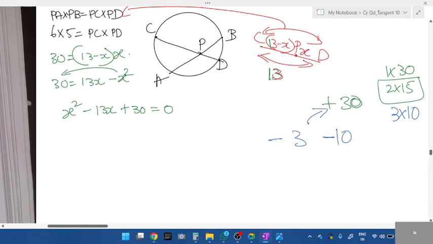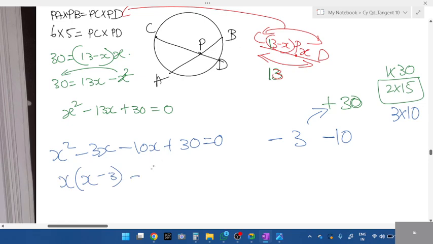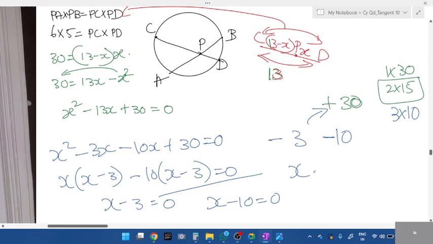Whoever is thorough in this concept will understand what I am explaining, students. Minus. So x square minus 3x minus 10x plus 30 is equal to 0. X is common, x minus 3. Minus is the first sign. 10 is common, x minus 3 is equal to 0. We have two equations. X minus 3 is equal to 0. X minus 10 is equal to 0. From this we get x is equal to 3. From this we get x is equal to 10.